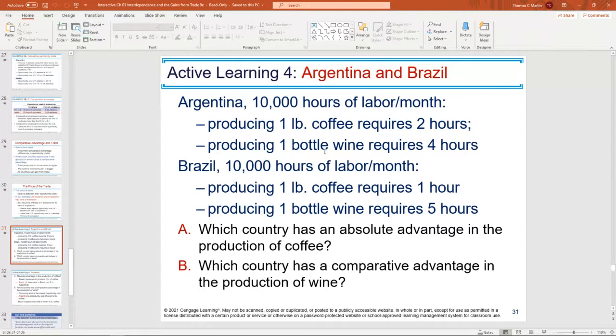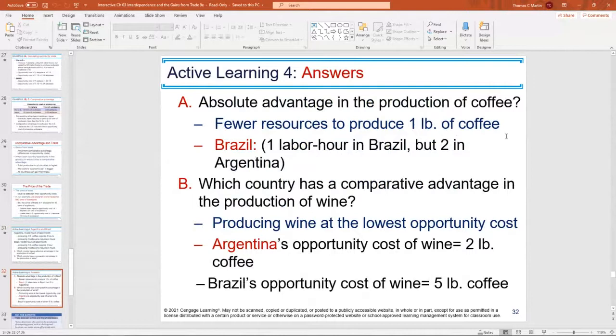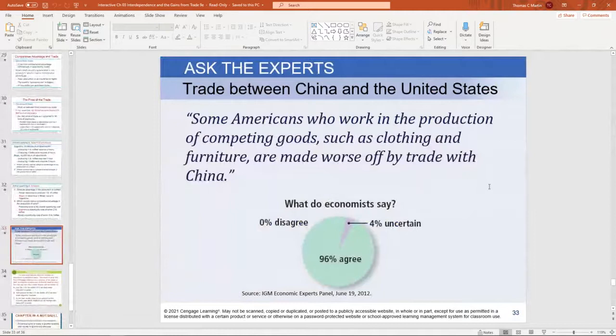Comparative advantage, we have to look at what they give up. For Brazil, a pound of coffee costs 1/5 bottle of wine. For Argentina, coffee costs 1/2. So clearly, Brazil needs to be producing the coffee, and Argentina will produce the wine. And that's what it's doing here. It's just taking you through the process, showing you what's going on.